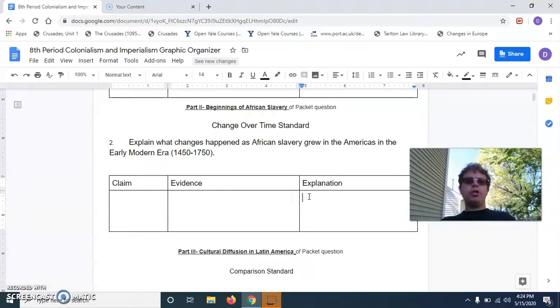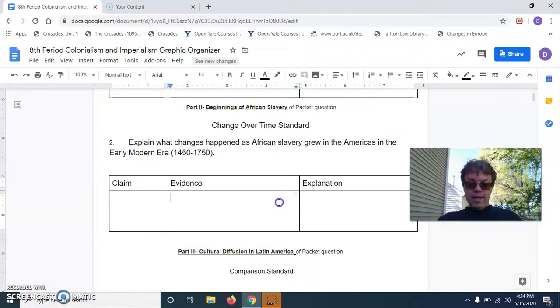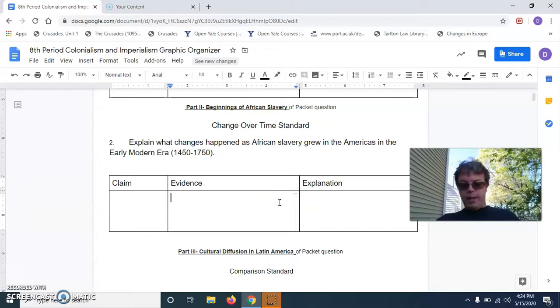I mean, you could do a claim like, so-and-so people were hurt because of African slavery, while blank people were helped. Something like that. So make your own claim. Think of topics like we've done for class before. Make a claim, and then have evidence from your videos and your readings to back it up.